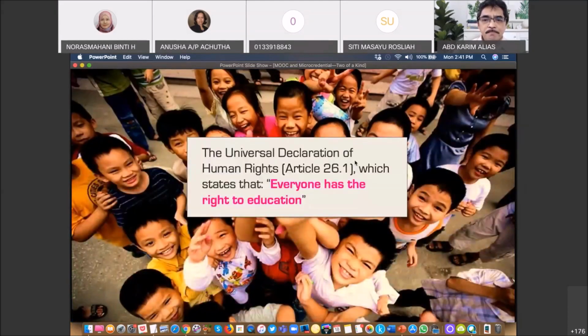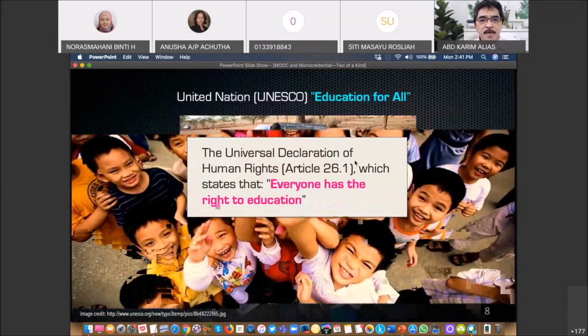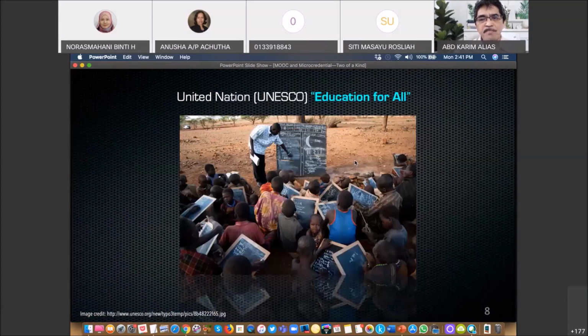The Universal Declaration of Human Rights, Article 26.1, states that everyone has the right to education. There's no exception. Everyone, without exception, has the right to education. And the United Nations, UNESCO, have been promoting education for all for quite some time. But it's actually not easy to provide education for all.